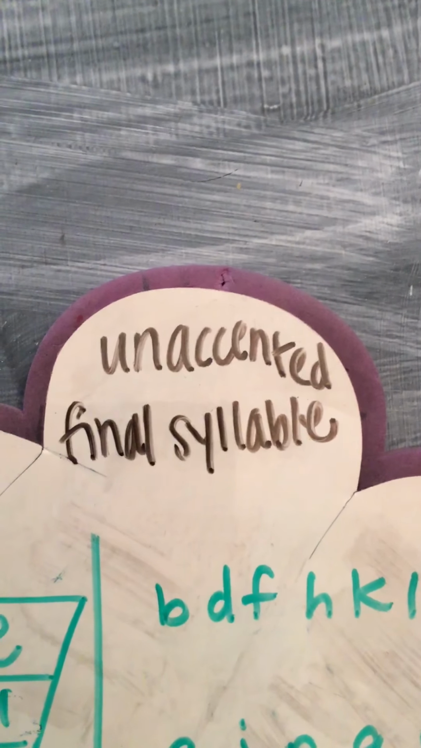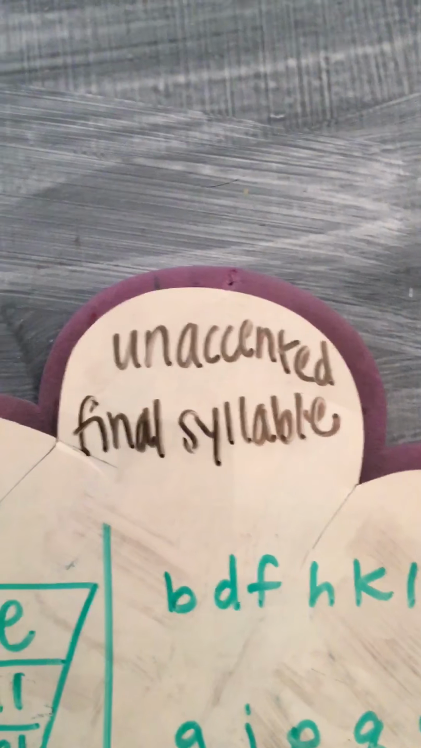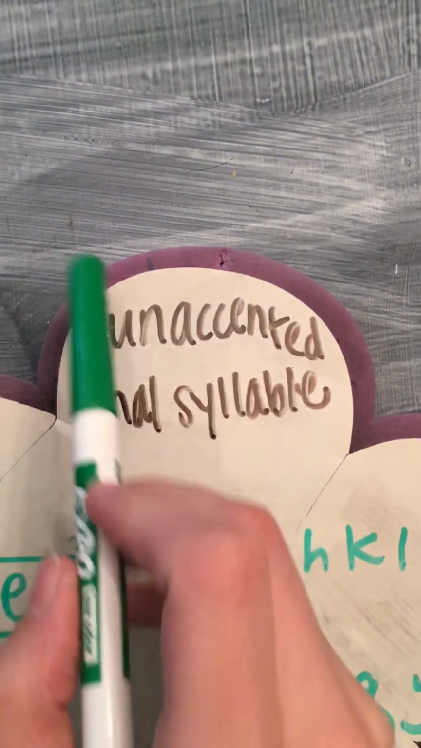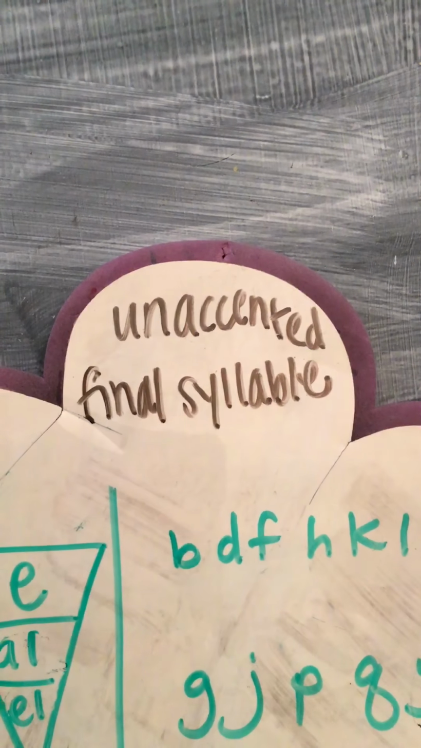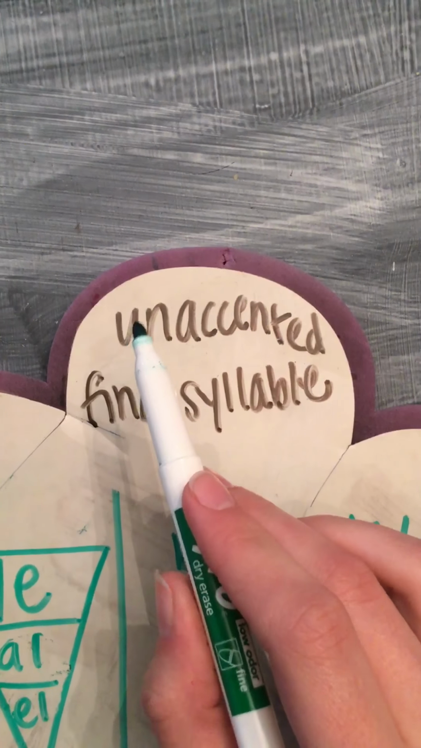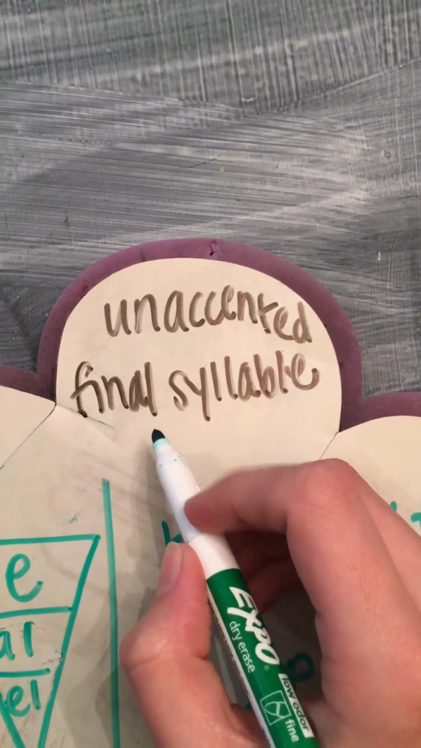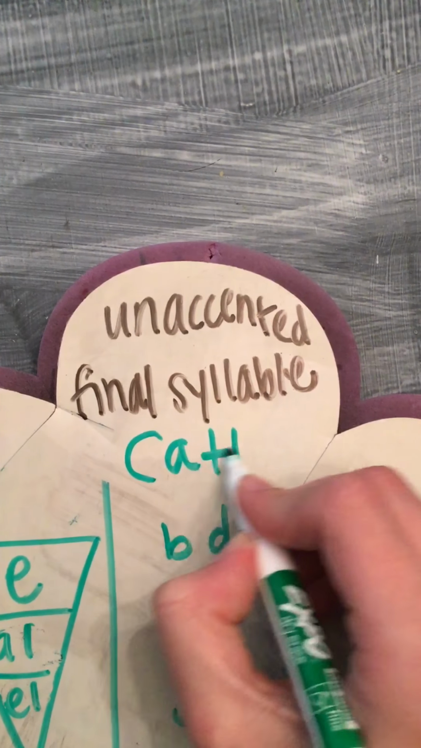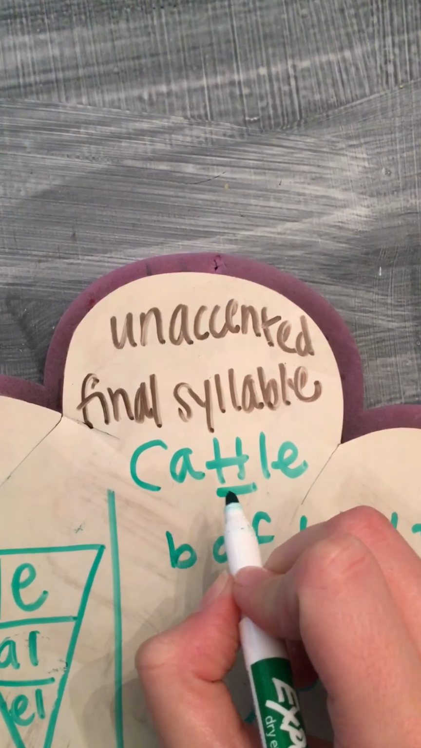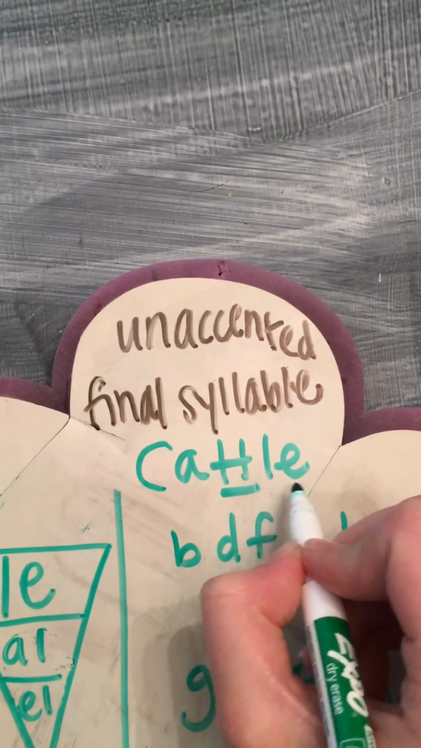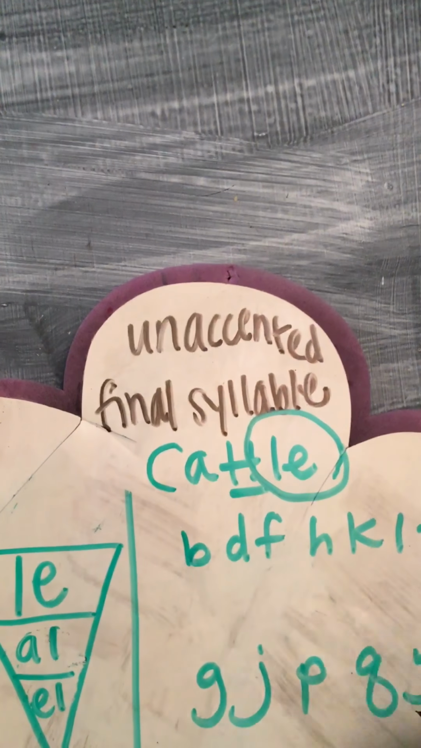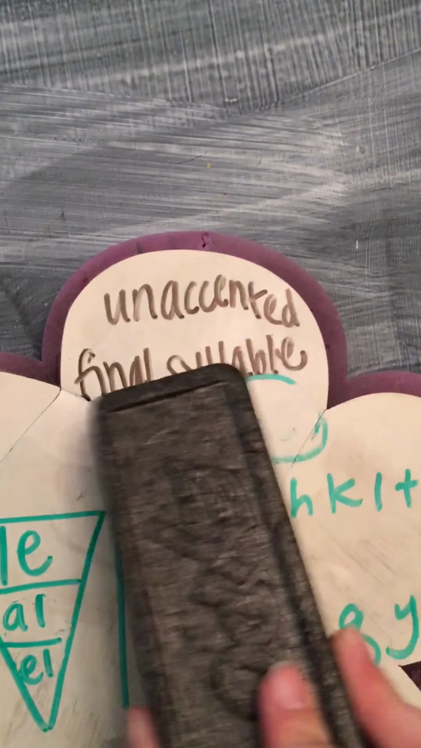Okay, Blue Group. So we are working on accented final syllable words. If we put an accent on a sound in a word, it's kind of like an emphasis. So when I say it's unaccented, it means it's not the emphasis of the word. For example, when I say cattle, the emphasis is on the double T, cattle. I don't say cattle. And so this ending sound is unaccented. It's not the main emphasis of the word. Okay? So that's what we're working on.